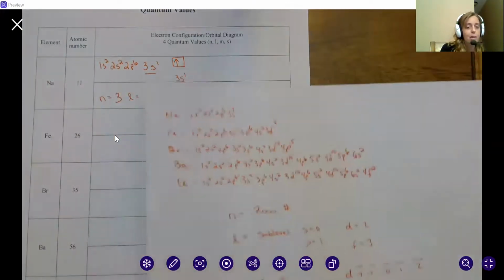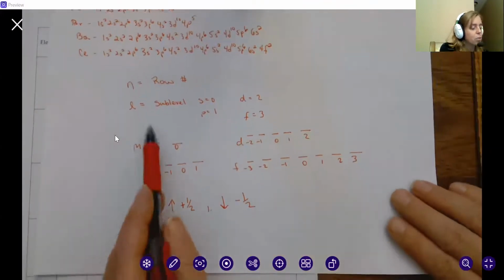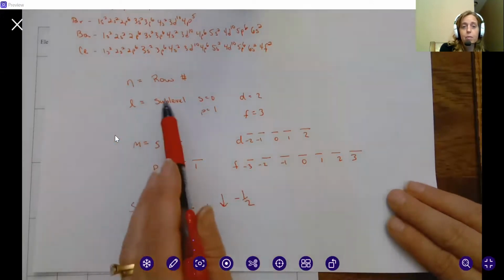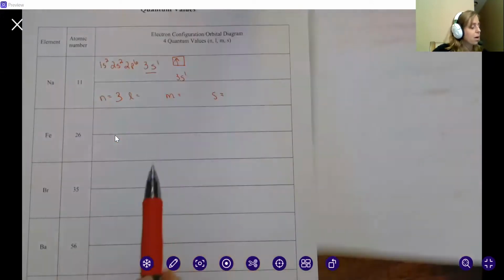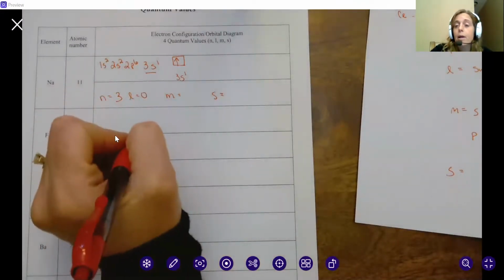If I stop in the S sublevel, what is the value of L? It's 0. So L is going to be 0. Now, M's a little tricky.